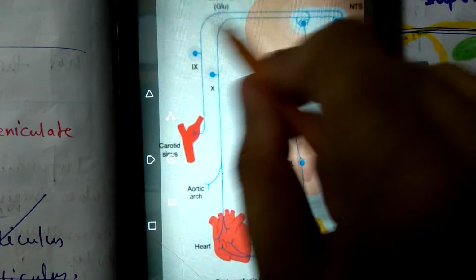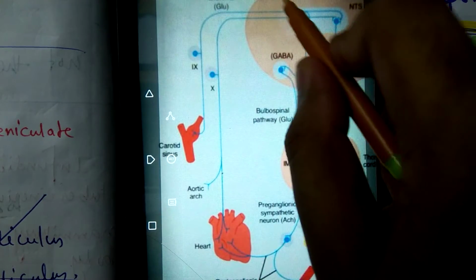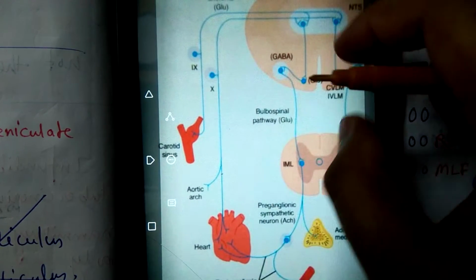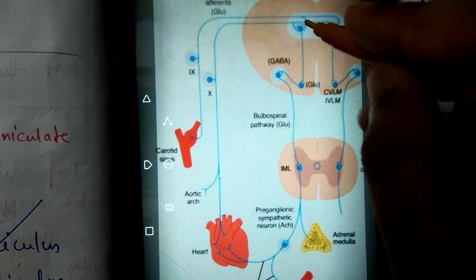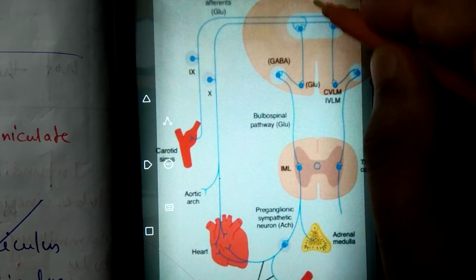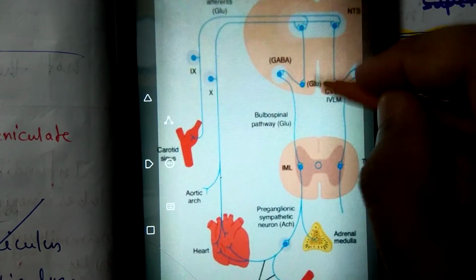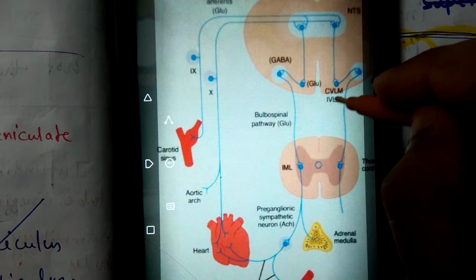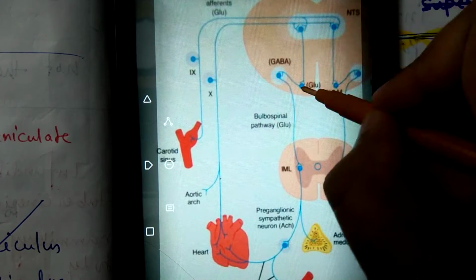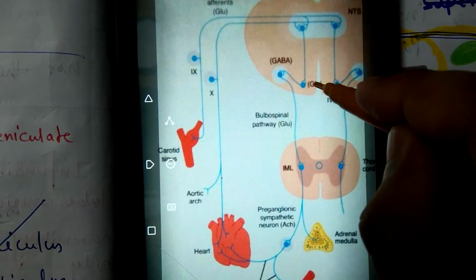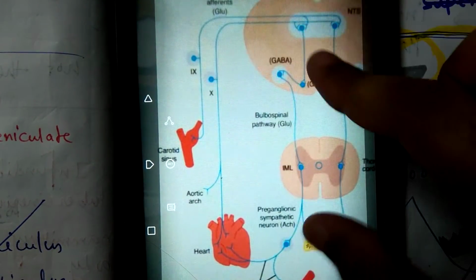And this ninth cranial nerve is glutaminergic. It also secretes glutamate. Okay, that means this is an activating nerve. Okay, fine. And this glutaminergic nerve relays at the level of NTS, the nucleus tractus solitarius, and from here another nerve originates, and this nerve reaches CVLM. What is CVLM? That is the caudal ventrolateral medulla, and this is also glutaminergic. Yes, but the nerve arising from CVLM relays at the level of what? Relays at the level of RVLM.